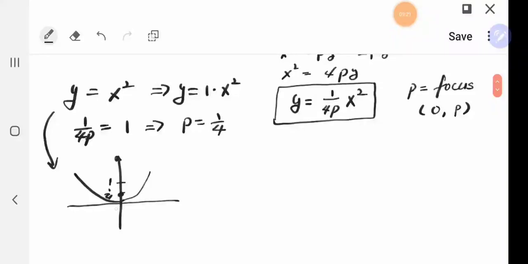The graph looks like this, and then this part is negative. This is the directrix, negative p, x-axis directrix. So all the points on the curve will have the same distance. This will be the same for this point, so this will be same.